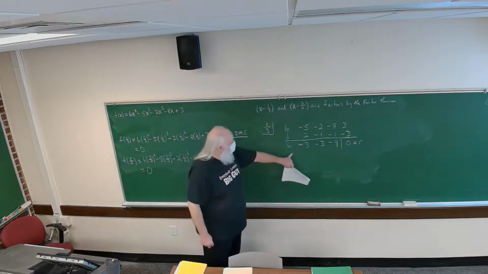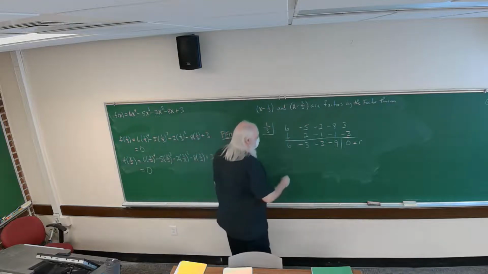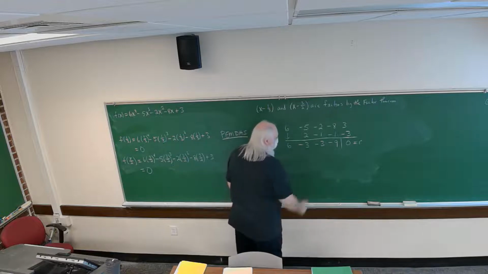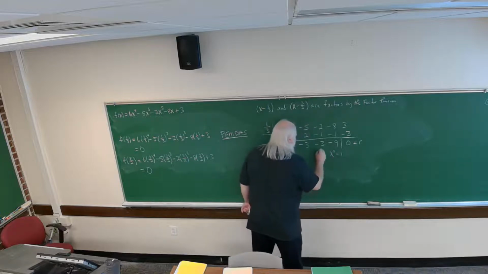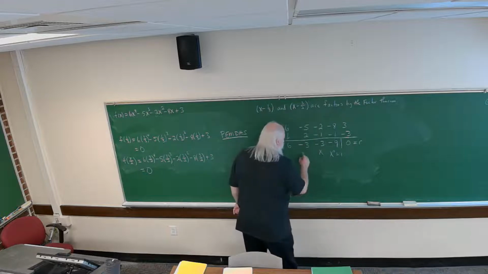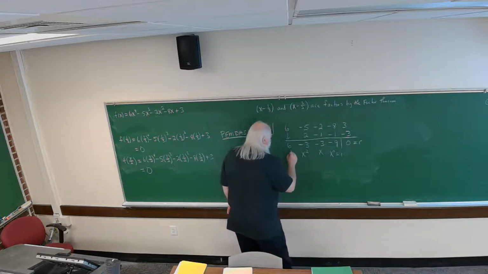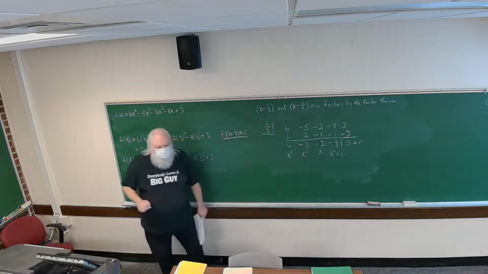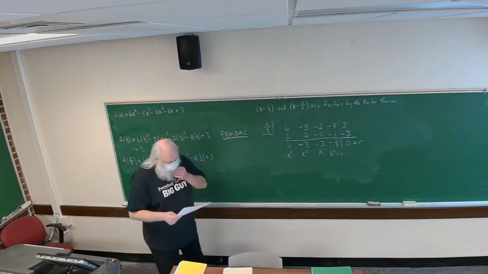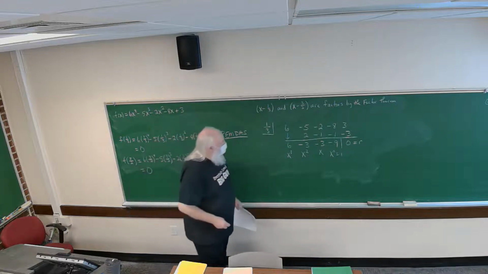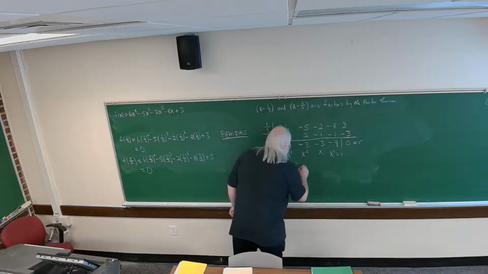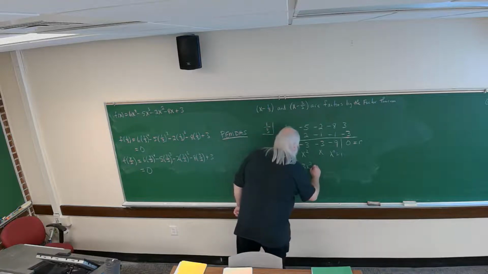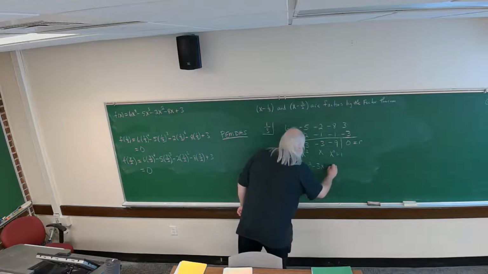So the quotient from our synthetic division, right? These are the coefficients of the quotient. Start going from right to left. -9 goes with x to the 0, which is 1. -3 goes with x. This -3 goes with x squared. 6 goes with x cubed. So the quotient from this synthetic division is 6x cubed minus 3x squared minus 3x minus 9.